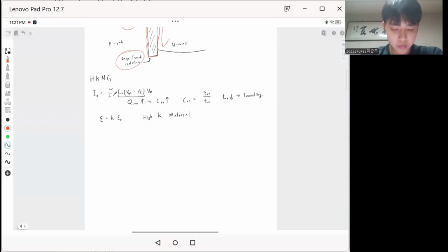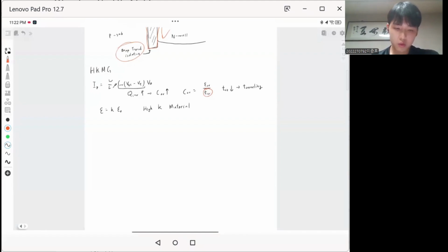Last one is the high-K metal gate. When we make the transistor higher performance or smaller, we should increase the COX. To increase the COX, we have to reduce the thickness of the oxide. But when we reduce the thickness, it can cause tunneling. So there is a limitation on the thickness.